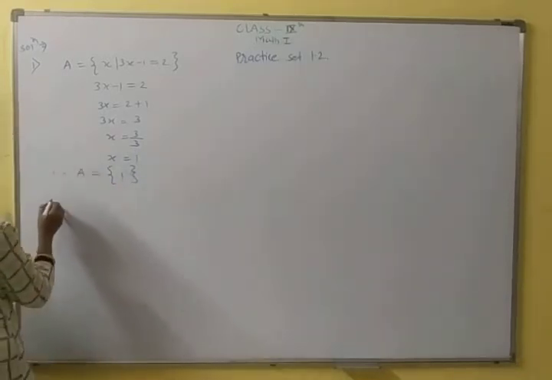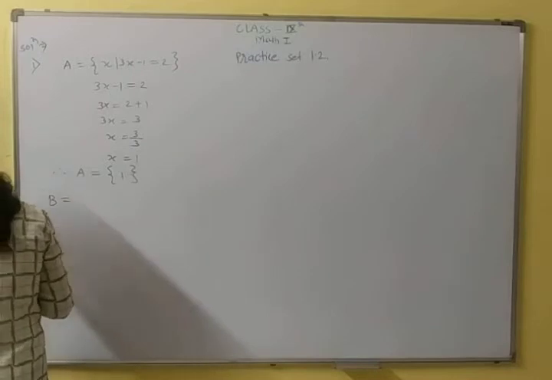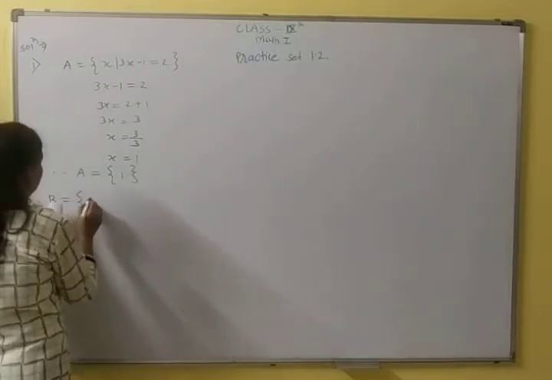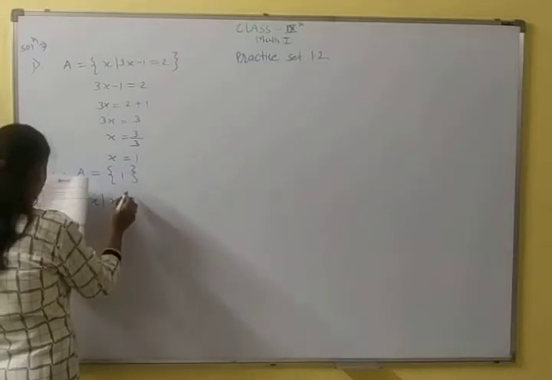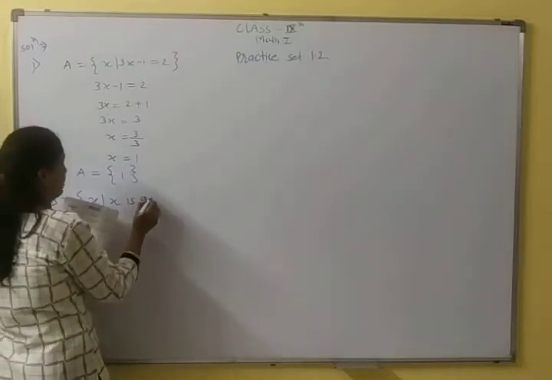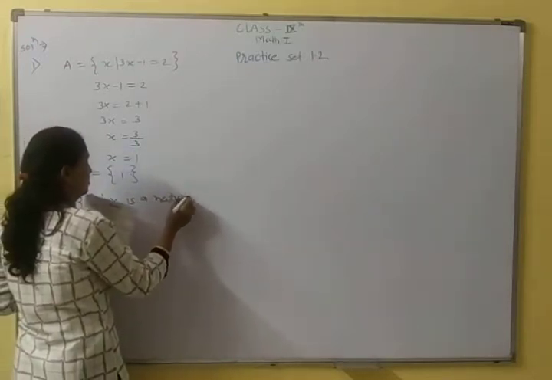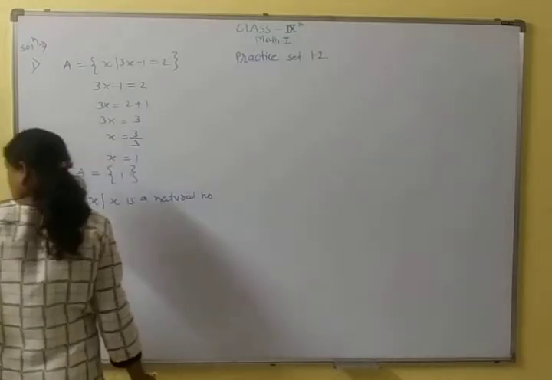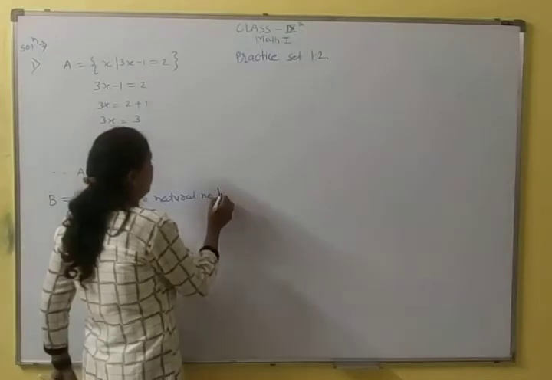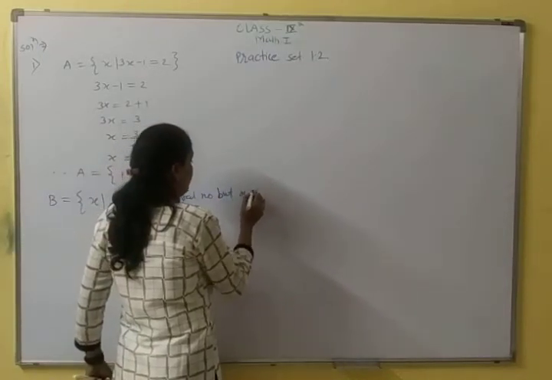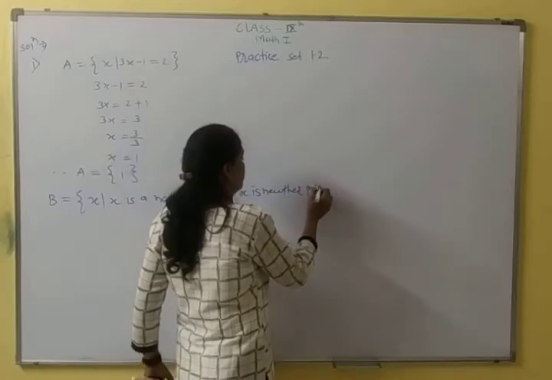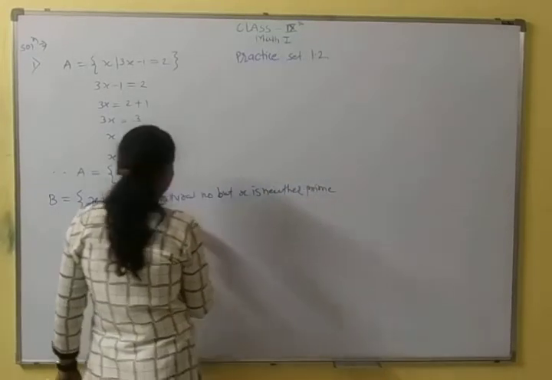Then second, B. B is a set of all x such that x is a natural number but x is neither prime nor composite.